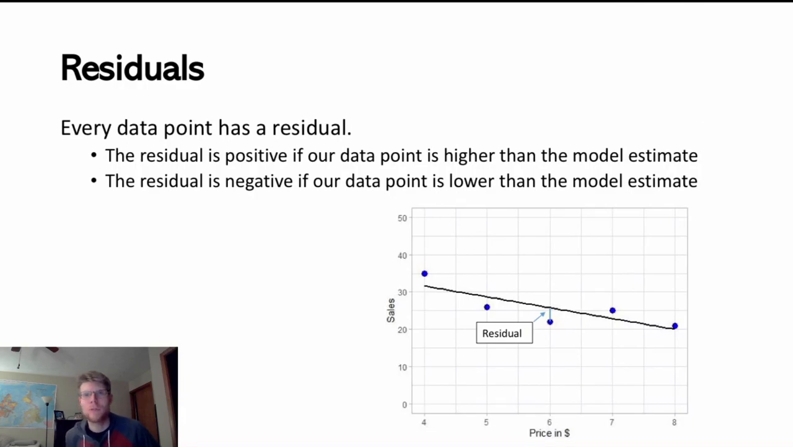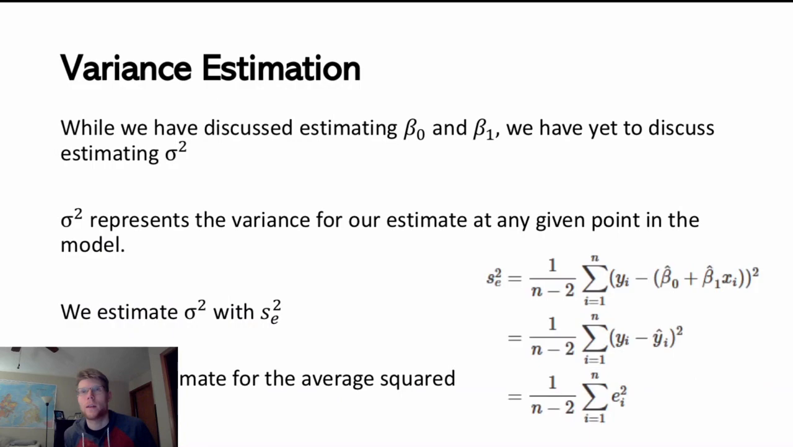Again, I think we've seen it before, but a residual is just going to be that vertical distance from the line. Some residuals are going to be negative, some are going to be positive. So this right here would be an example of a negative residual. This and this would be examples of positive residuals because they're above the predicted point for that particular point. Residuals also help us estimate how much error we have in our model.